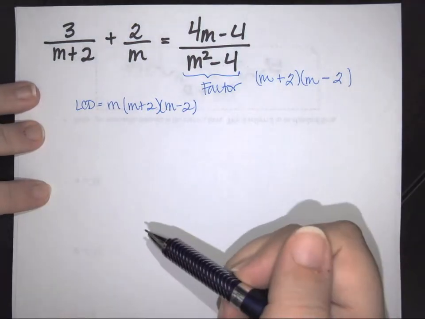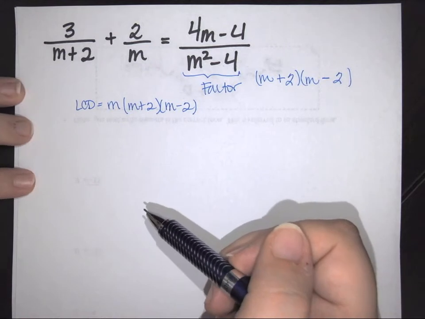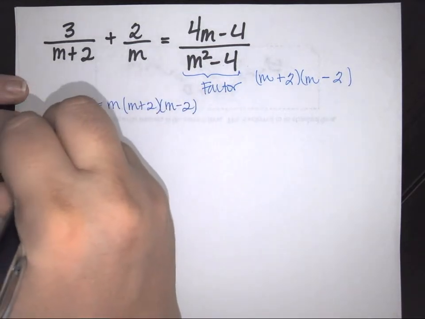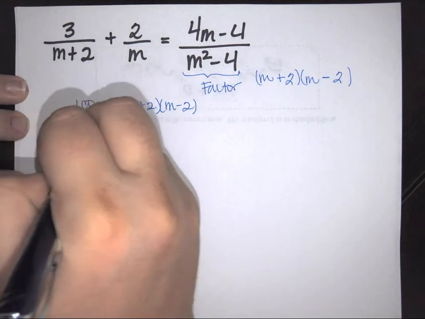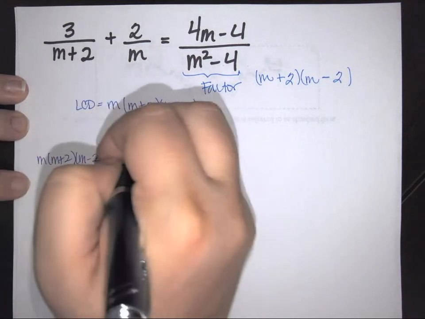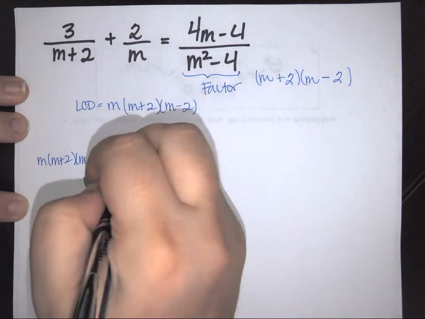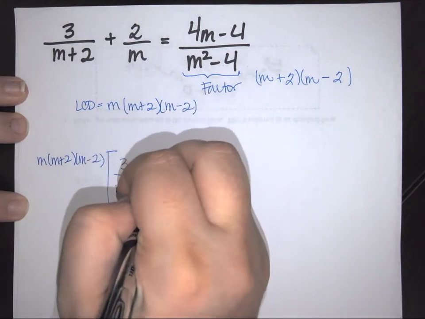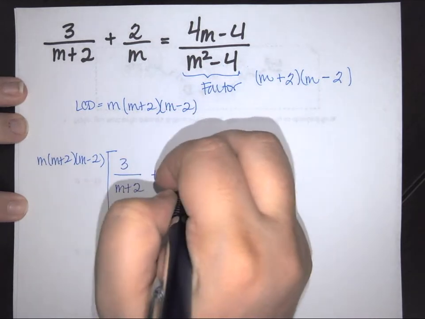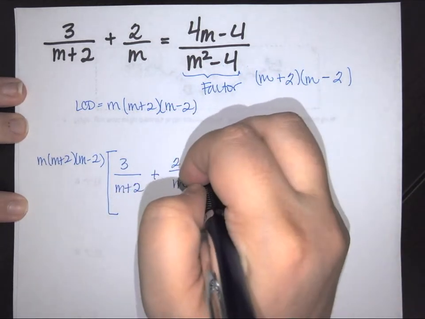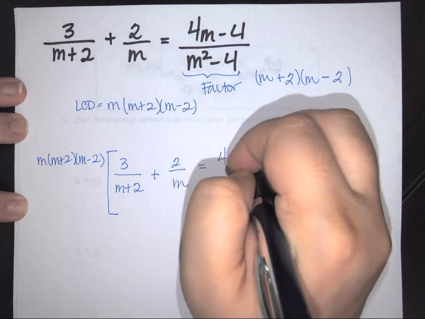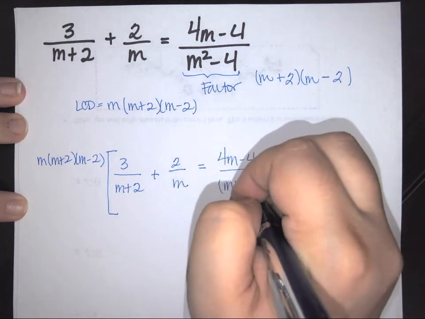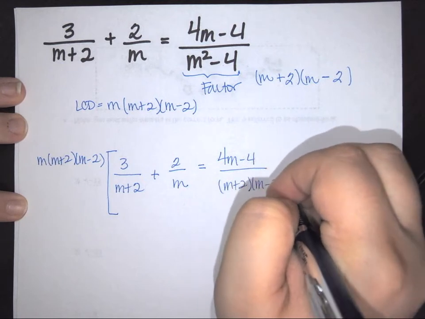Now that I know my LCD, I have to multiply my entire equation by it. So I have m times m plus 2 times m minus 2, and I'm going to multiply this by my 3 over m plus 2 plus 2 over m equals 4m minus 4 over my m plus 2 times my m minus 2.